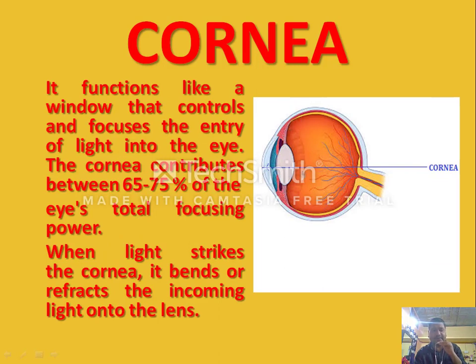The cornea functions like a window that controls and focuses the entry of light into the eye. The cornea contributes between 65 to 75% of the eye's total focusing power. The focusing power is contributed by both the cornea and the lens, but mainly by the cornea. So when light strikes the cornea, it bends the incoming light onto the lens, so that the lens adjusts itself to form an image on the retina.